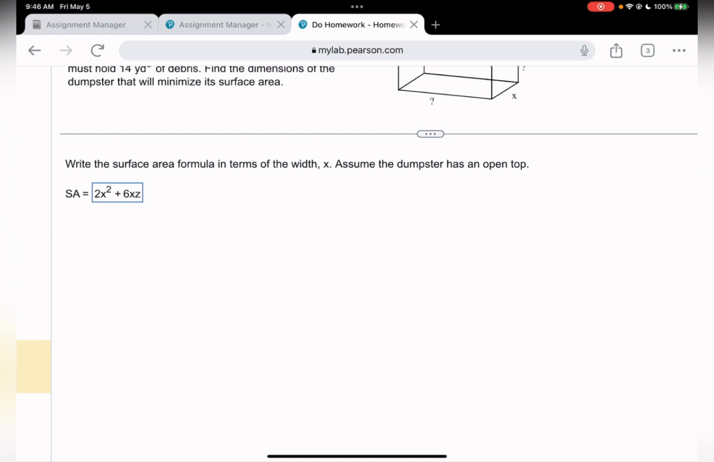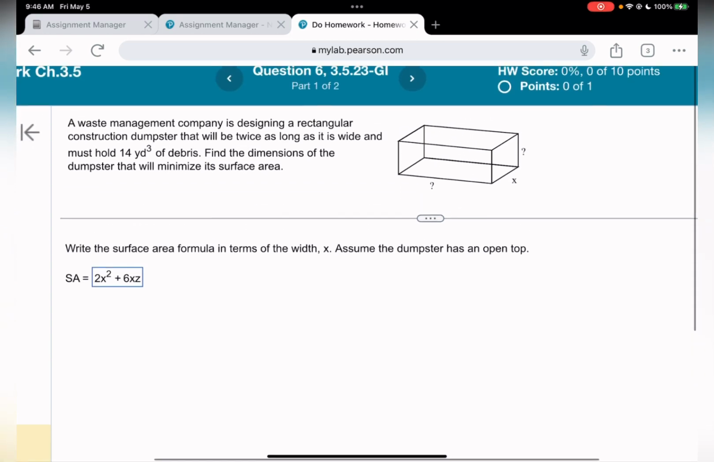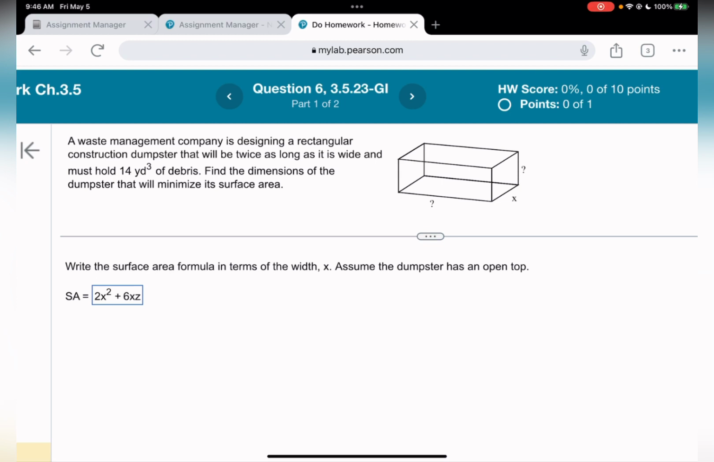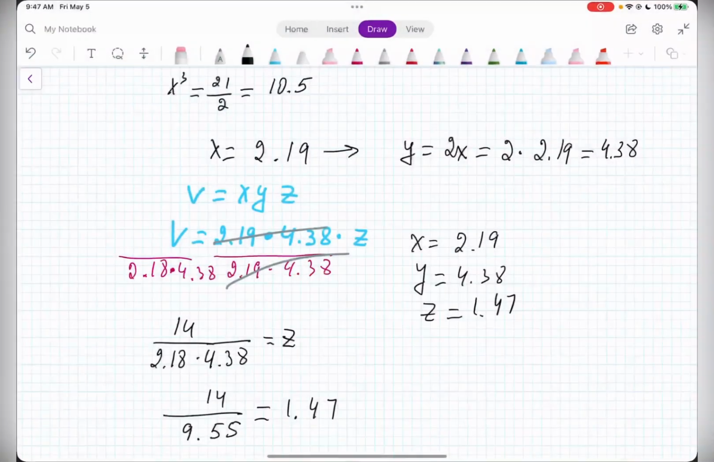Well, I don't understand. We entered already, so did we get the right way? Hold on, let me check something. Number 6. One second, and I will... It's the 3.5 homework. One second, guys. Yeah, not formula, but let me see.